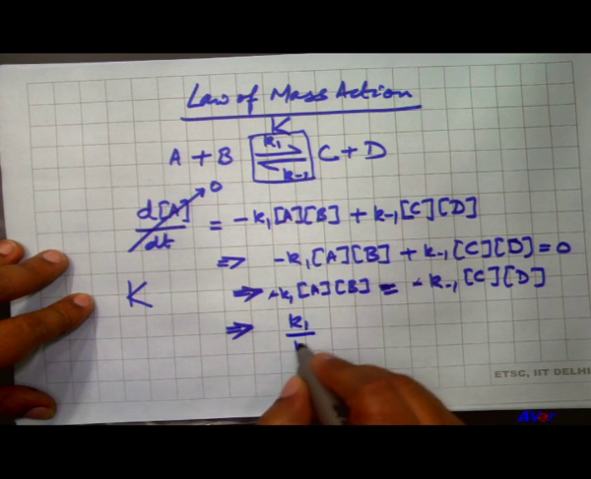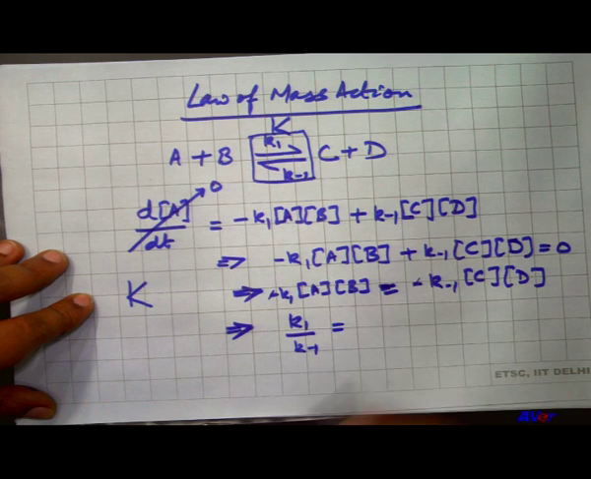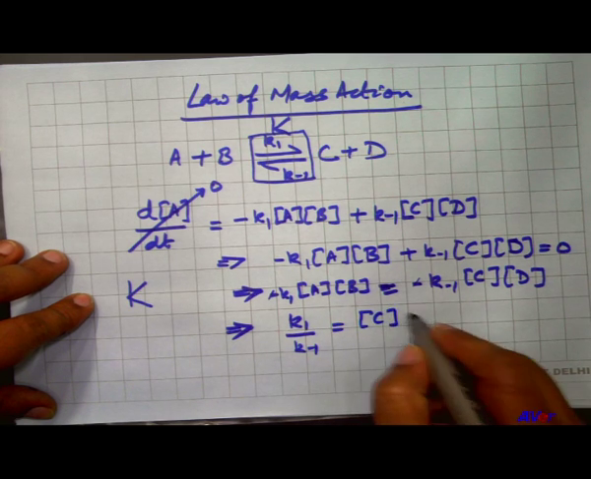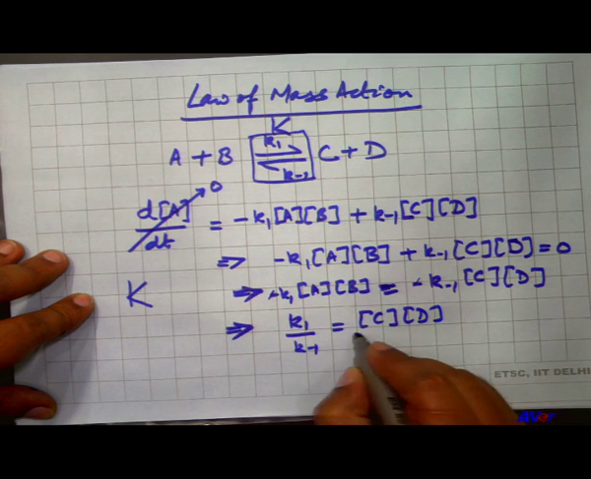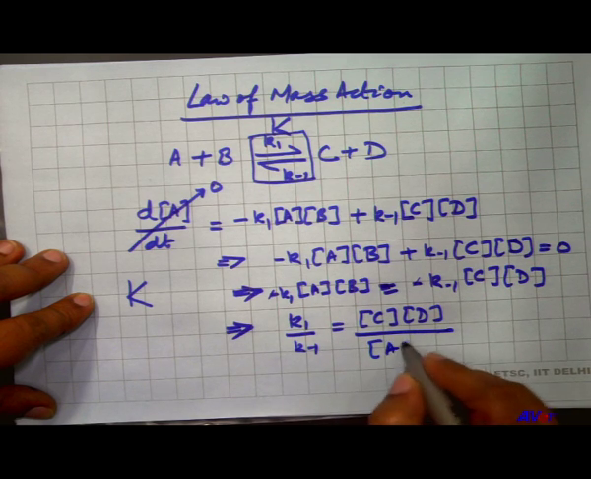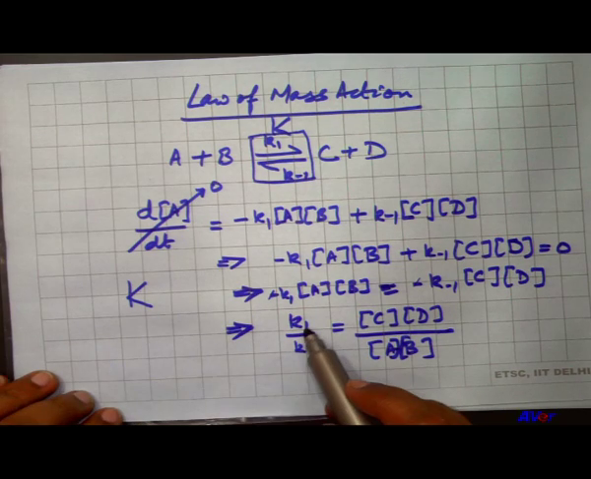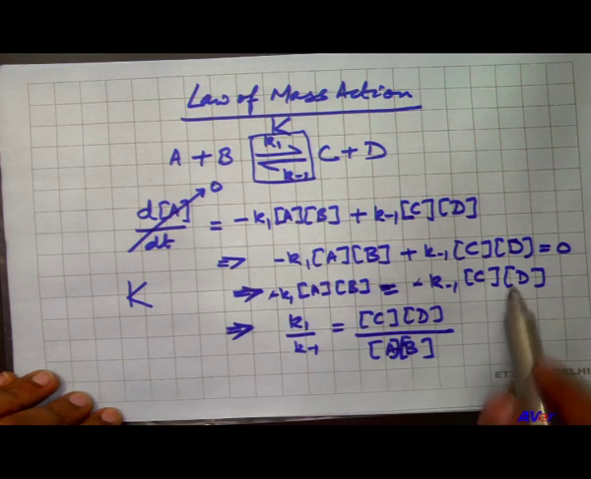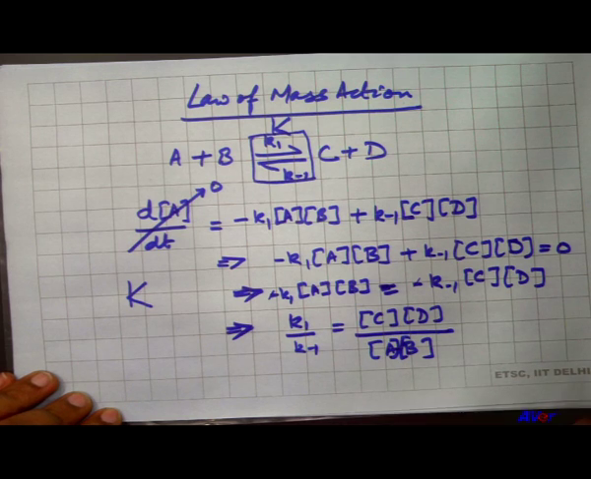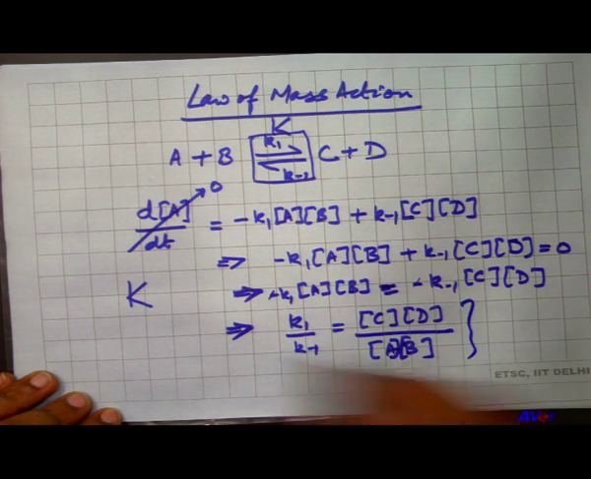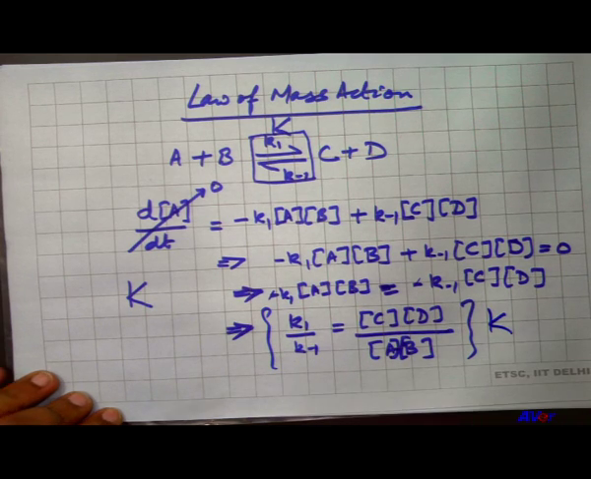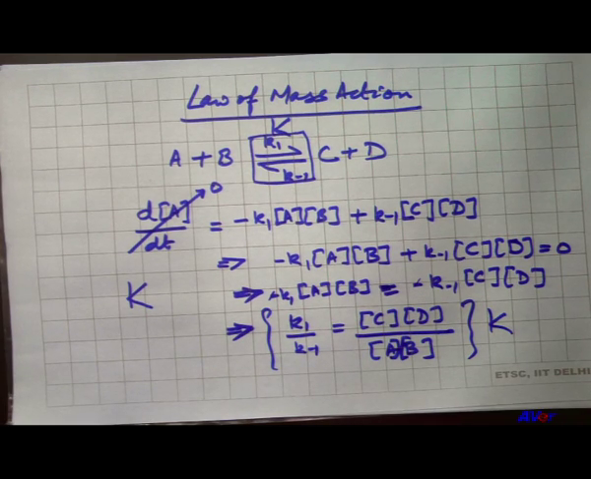k 1 by k minus 1 is equal to this. Now this becomes your association constant. k 1 is in the numerator, A and B are giving C D with respect to A B. So, this is your equilibrium constant, which is the ratio of rate constants between the systems.